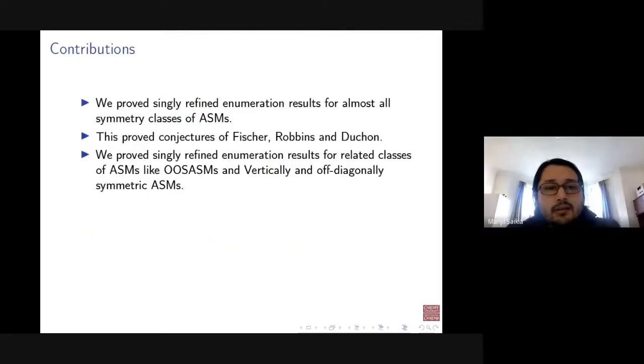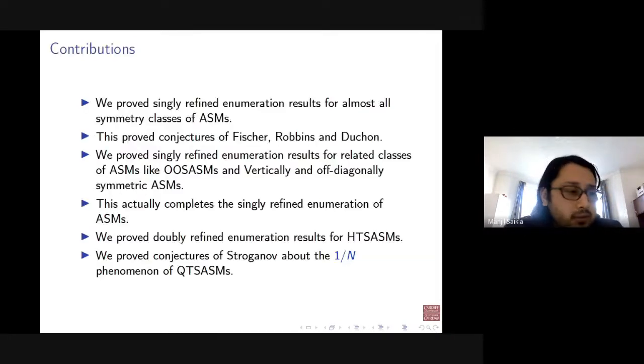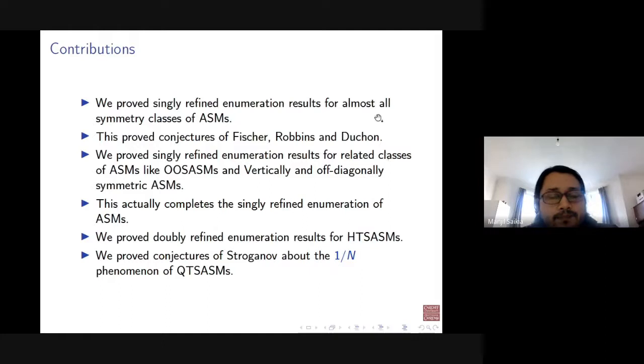And this brings me to the end of the talk. So these were the things that I discussed. We proved singly refined enumeration for almost all symmetric classes. Some of them I did not show, and this proved some conjectures. Then we proved some singly refined enumeration for related classes of ASMs, like off-diagonally and off-anti-diagonally symmetric ASMs, which I showed. Something else also was done, which I did not show in this talk. And all of these results complete the singly refined enumeration of ASMs. So for the boundary statistics, we don't have any more refinements to be done.